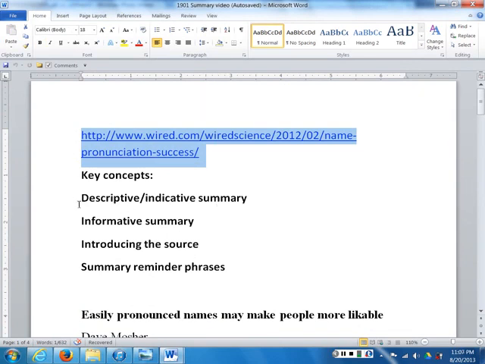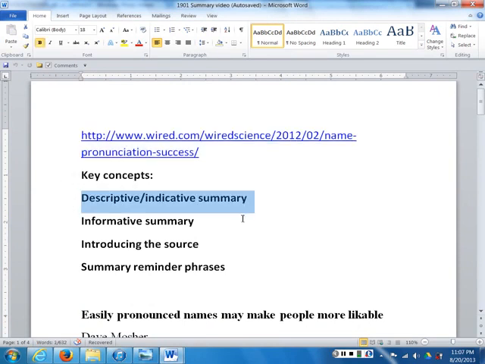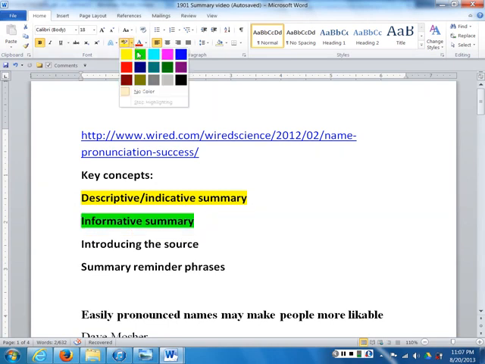So in this video we're going to talk about two kinds of summary. One is descriptive or indicative summary. That's a kind of summary that's usually shorter, and it tells in general terms what a source is about, but doesn't give a lot of details or findings or opinions from that source. We're going to color this kind yellow when we find it. Informative, as you may guess from the word information, gives more information, more details, more opinions, more facts from the source that you summarize. And we're going to highlight this in green.